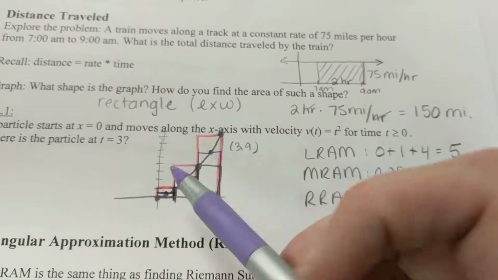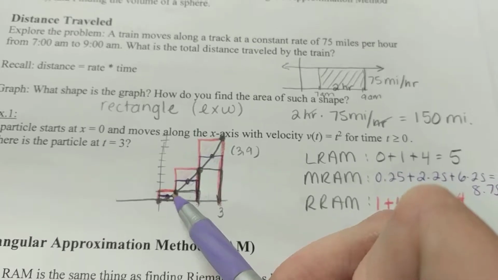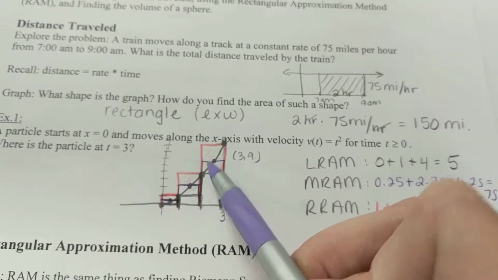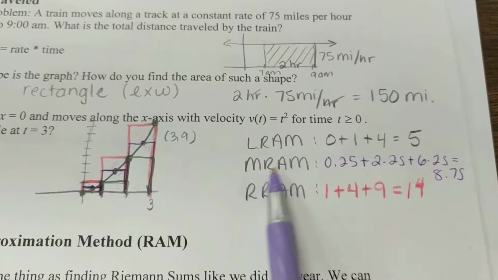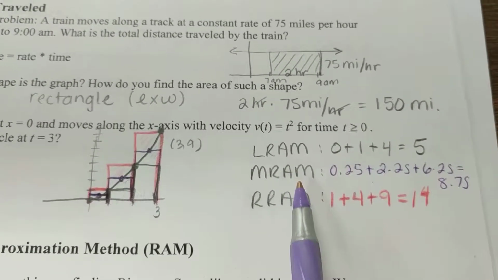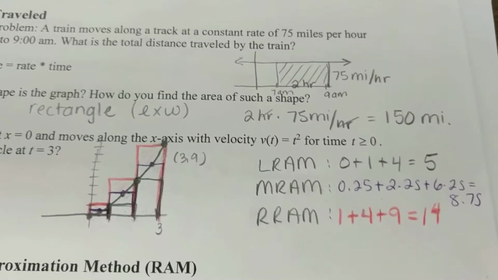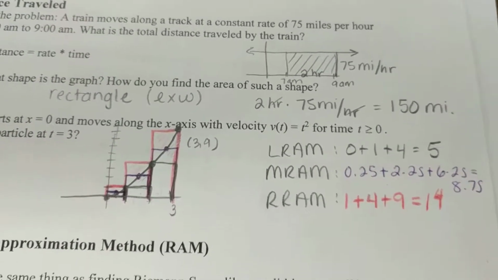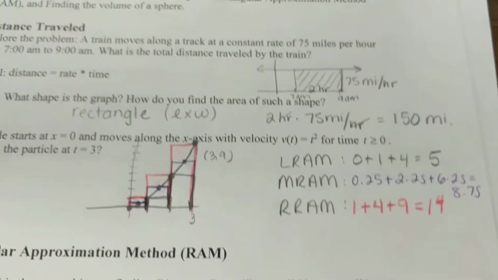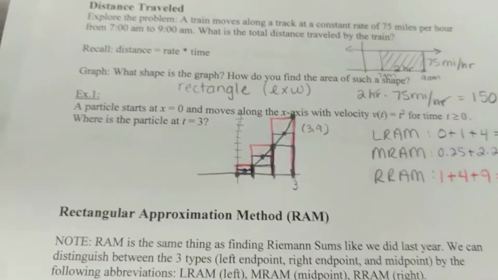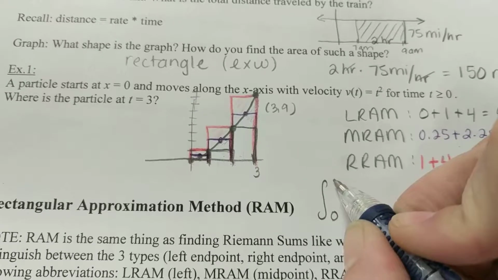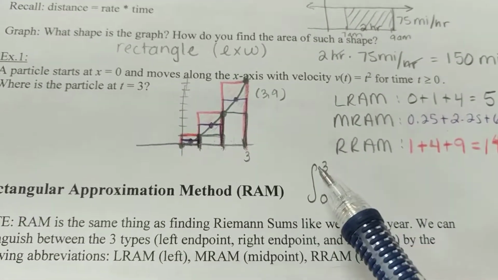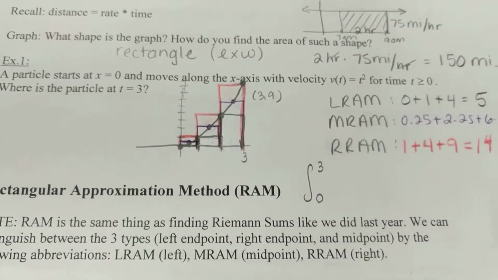Now this one, you'll notice, has some over approximation but also some under approximation for each one. So in this particular model, we can guess that the MRAM is going to be the closest approximation. So when we actually do the real approximation, I'm going to show you how to do that. We're going to do something called an integral just to introduce it. And we're going to do the area from 0 to 3. It's this elongated S looking thing.